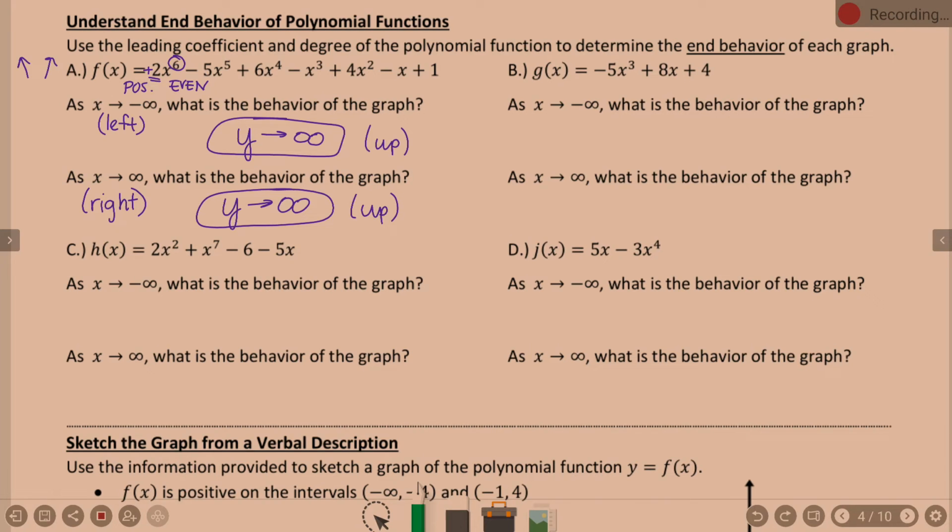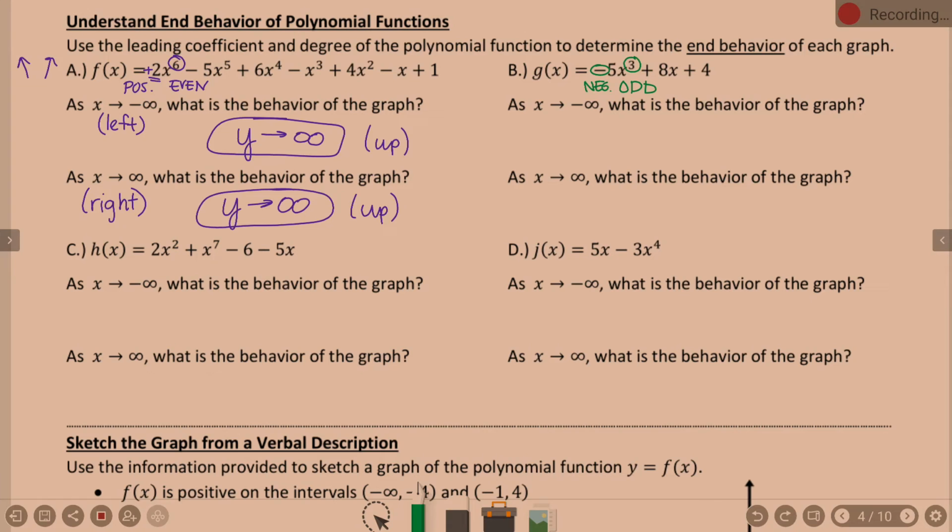Okay, what do you guys know about g? Its degree is 3. And what do we know about 3? We don't care about positive or negative. We care about the fact that it is odd. What do we know about the lead coefficient? It is a negative lead coefficient.